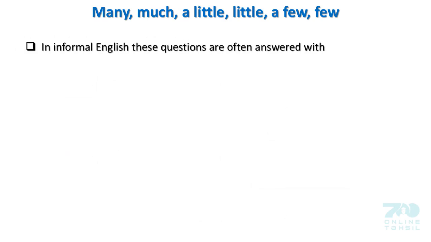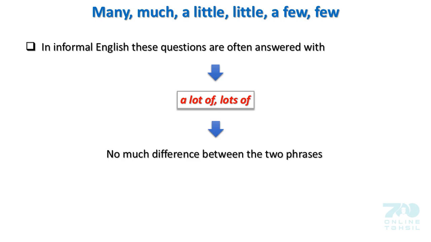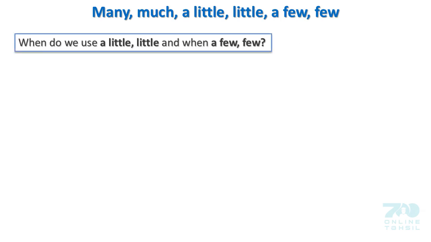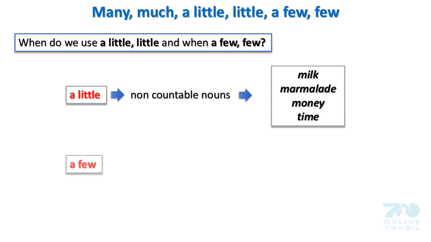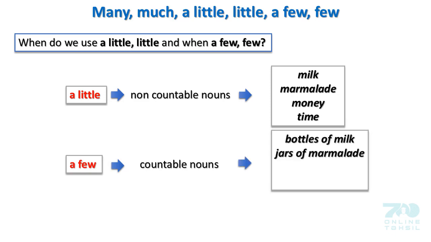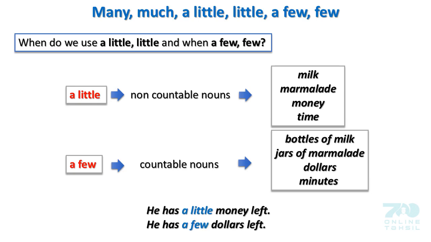In informal English, these questions are often answered with a lot of, lots of. There is not much difference between the two phrases. When do we use a little, little, and when a few, few? A little is for uncountable nouns: milk, marmalade, money, time, etc. A few is for countable nouns: bottles of milk, jars of marmalade, dollars, minutes. Examples. He has a little money left. He has a few dollars left.